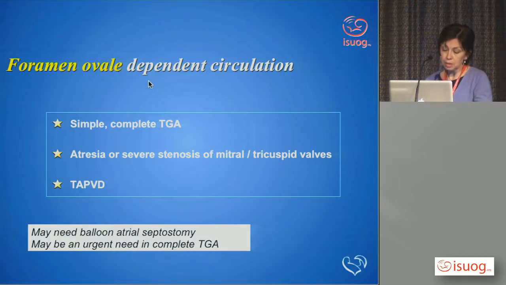And the foraminal valve dependent circulation will apply to a number of conditions. The most dramatic one is transposition of the great arteries, but it will affect cases where there is no outflow from the atria to the ventricle, so therefore atresia of either the mitral valve, which is what we are interested in, but also atresia of the tricuspid valve. So if there is a restrictive foraminal valve, that could have implications for this baby.